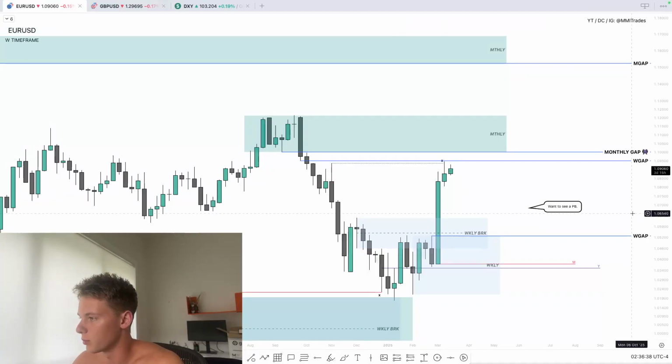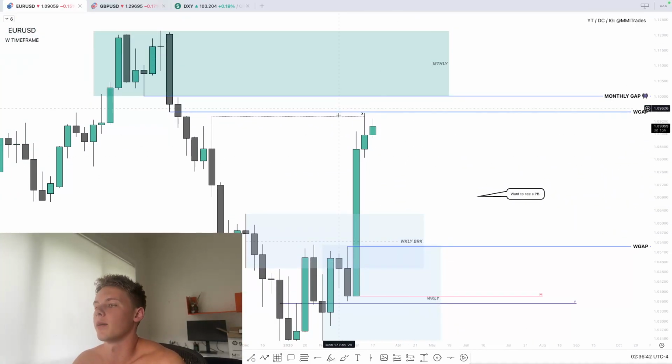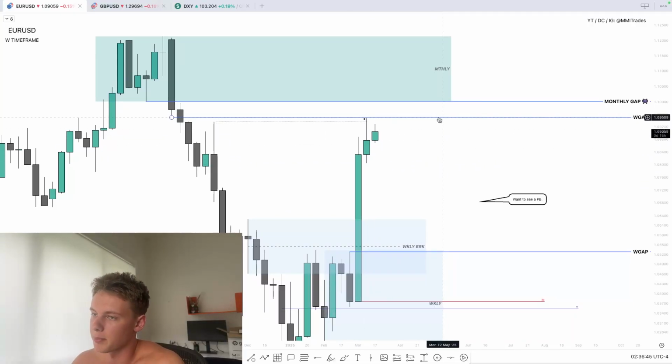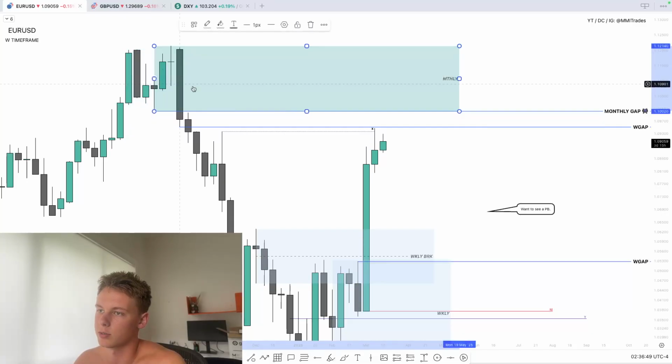So, EUR/USD weekly time frame. So far, the candle has not printed much. We have swept liquidity. We still have this weekly gap and potentially this monthly order block that we are waiting for price to tap into.